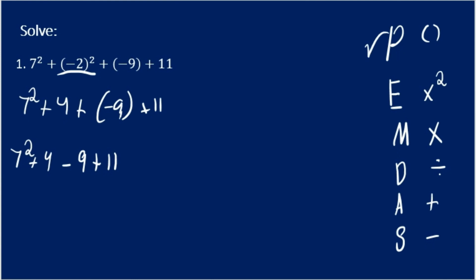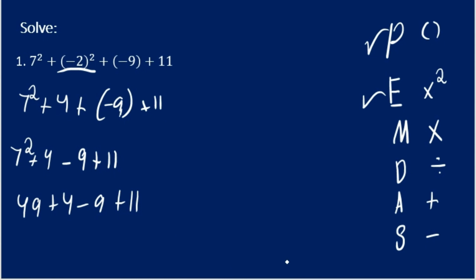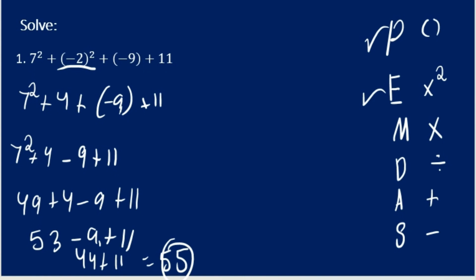And now we're done with the parentheses, and now it's the exponents. So 7 squared, that's going to be 49 plus 4 minus 9 plus 11. And then 49 plus 4 is 53 minus 9 plus 11. 53 minus 9 is 44, plus 11. So the answer is going to be 55.